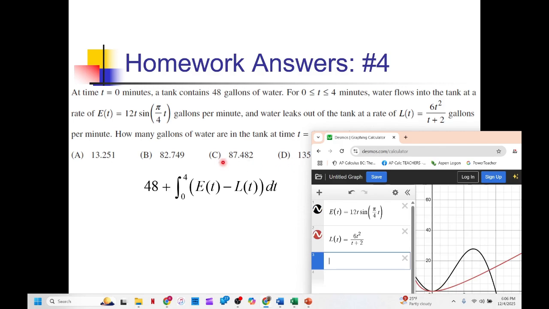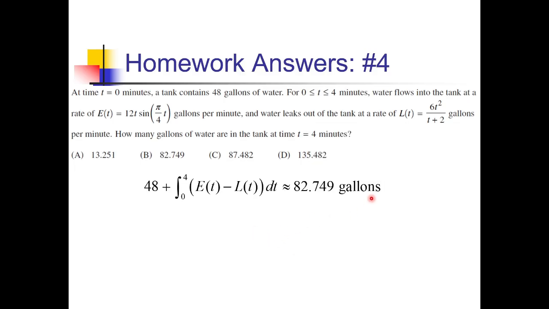And now let me just do this integral the way I set it up here. So 48 plus integral from 0 to 4. And I'll do a parentheses and E of t minus L of t, close the parentheses, and put a dt. And that's coming out to 82.749. And that's gallons. That's going to match choice B.